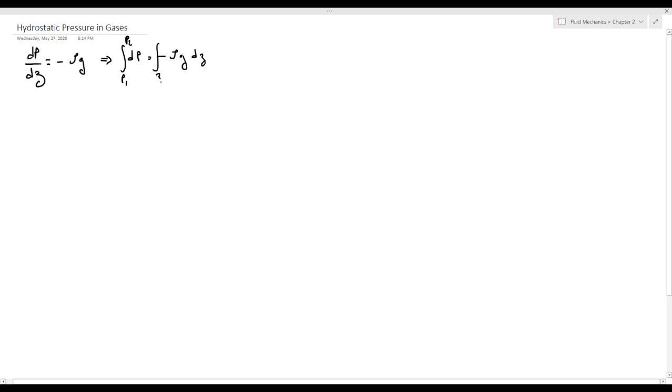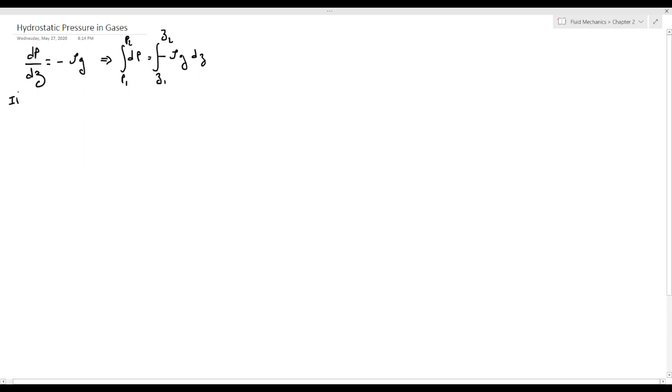Hello. In this section we will talk about the hydrostatic pressure distribution in gases. So previously we said that dP over dz is equal to minus rho g, and dP will be equal to minus rho g dz. So we integrate from P1 to P2 and from Z1 to Z2.